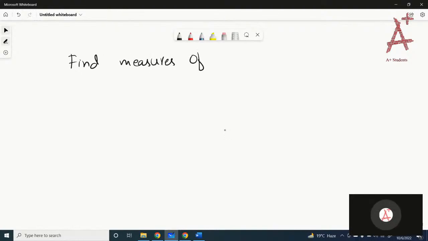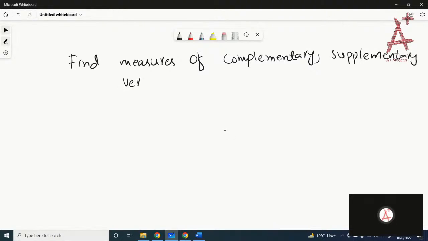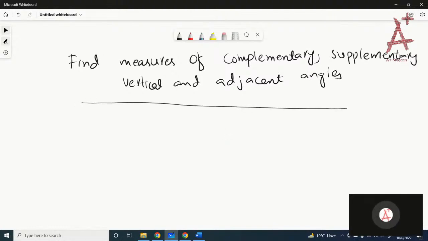Find measures of complementary, supplementary, vertical and adjacent angles. Okay, let's start with examples.